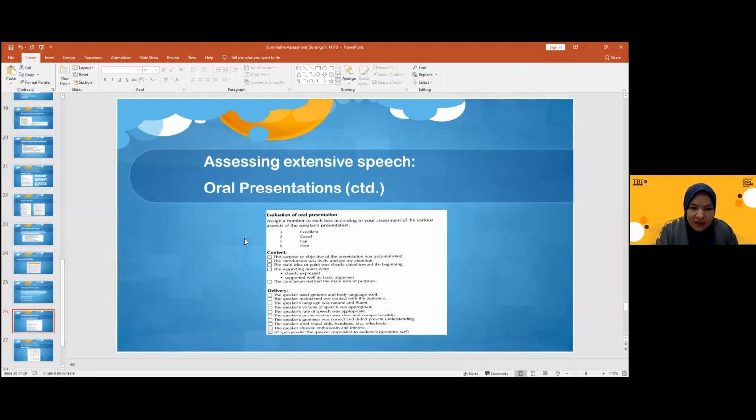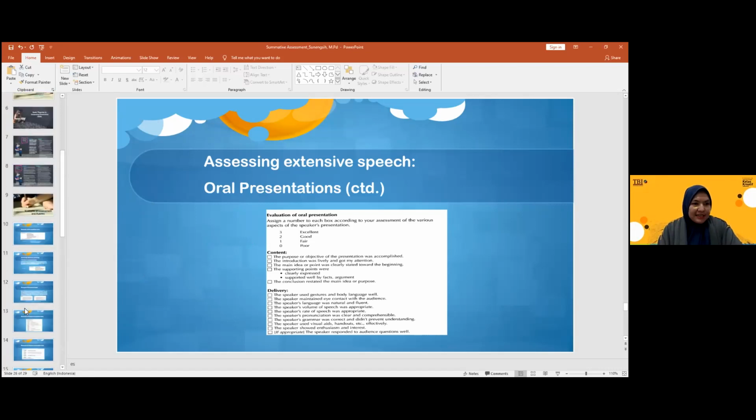So here are the examples. The classification is only from 0 to 3. So the classification is poor, fair, good, excellent. You can say also poor, fairly, good, or super, or excellent. It's up to you, whichever makes you comfortable. Okay, this is the example.